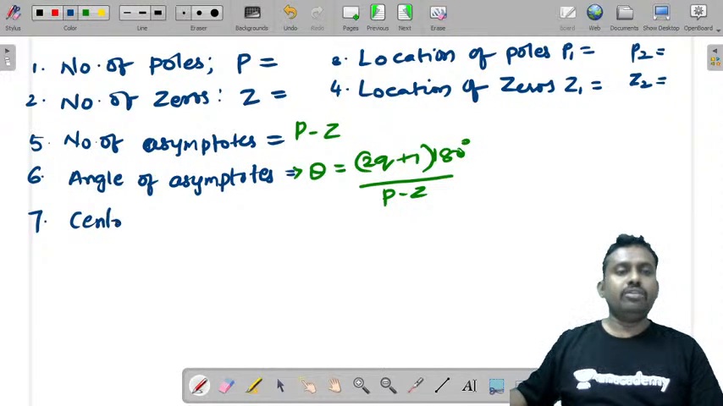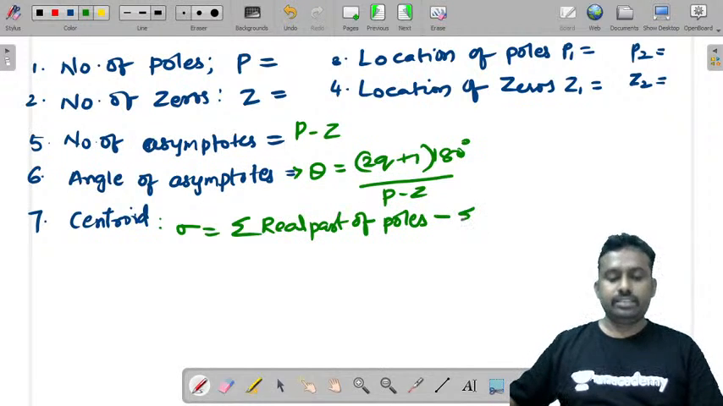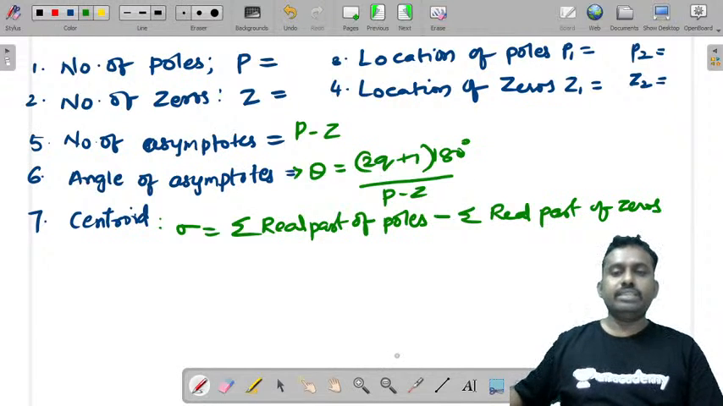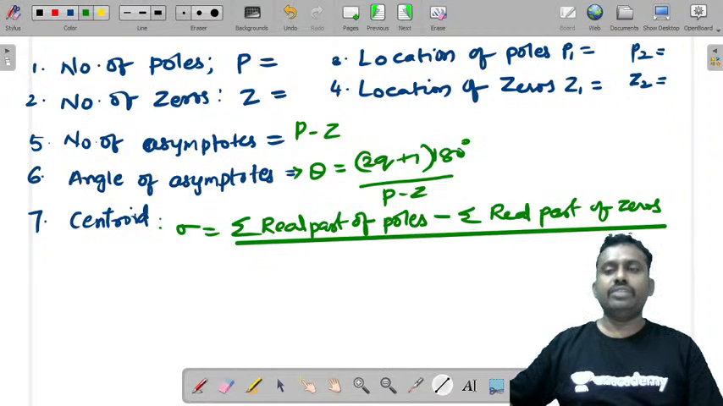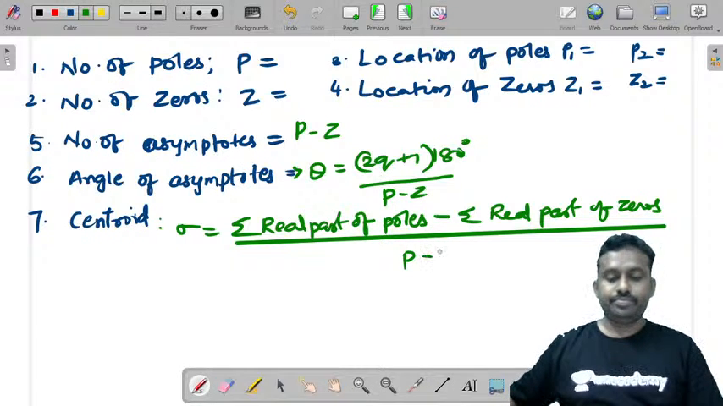And for the centroid, we'll denote it by sigma, which is equal to the sum of real parts of poles minus the sum of real parts of zeros, because you may sometimes get an imaginary part even, divided by p minus z.